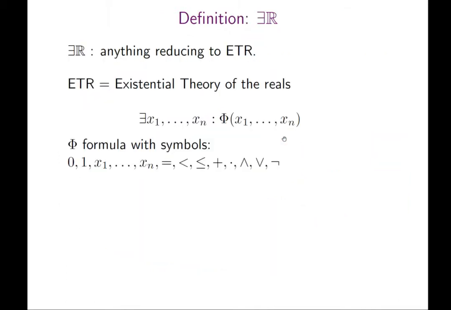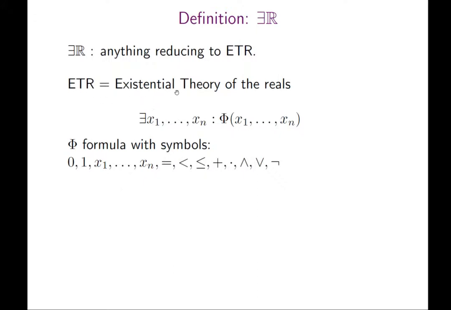Okay, so now you know what the art gallery problem is. What is existential R, which is somehow more difficult to explain because it's not a geometric problem? Existential R is a complexity class, and it's just anything that reduces in polynomial time to the computational problem ETR. So ETR is a computational problem, and existential R is a complexity class containing many computational problems.